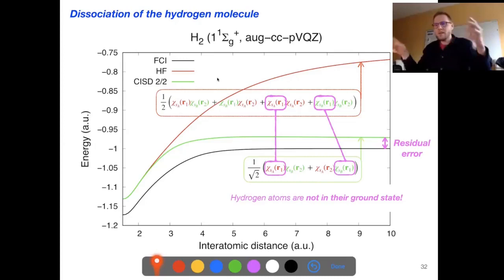And the error is just coming from the orbitals that you actually evaluated at the Hartree-Fock level. So it's kind of crazy to see that you're trying to correct Hartree-Fock, but in fact the orbitals, since they come from Hartree-Fock, are still wrong, and it somehow pollutes your results.